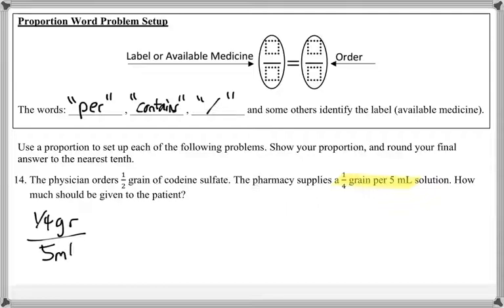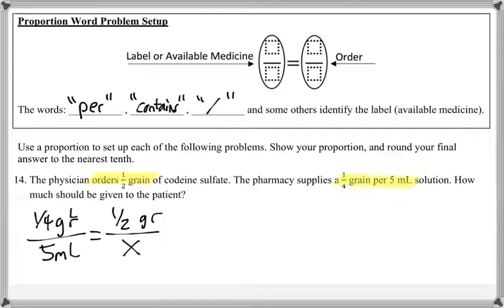is going to go right here, and then the order is for 1/2 grain. And then I just put an X right here. Again, I want to put the 1/2 grain on top so that my units match. I don't want to put it on the bottom because the bottom has milliliters.